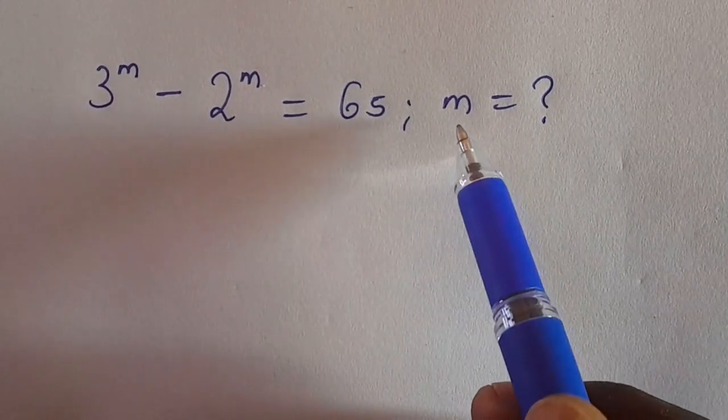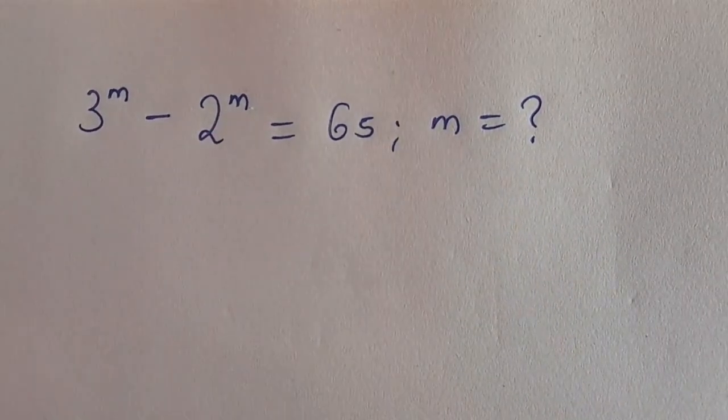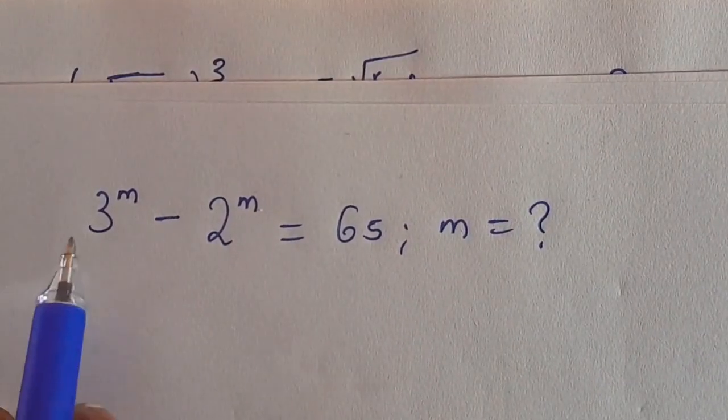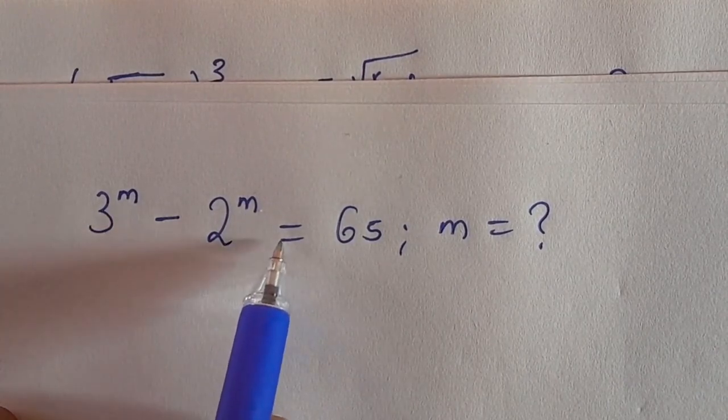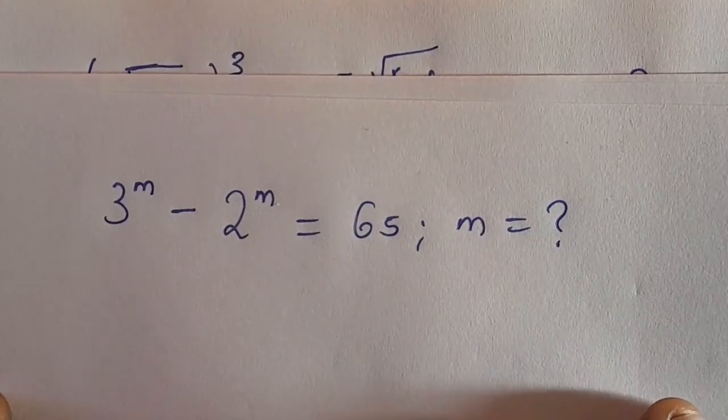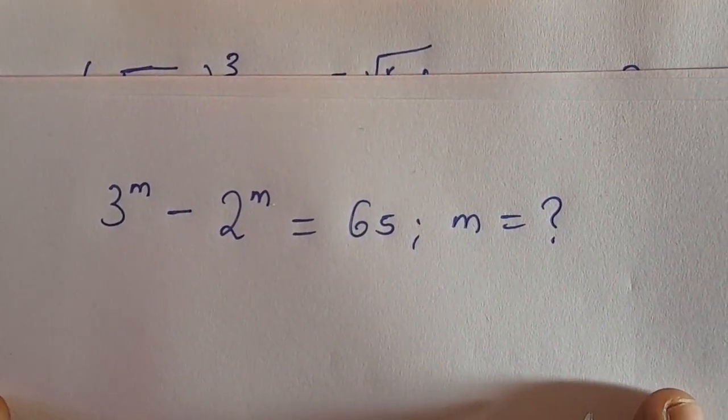Today we want to find the value of m, given that 3 to the power of m minus 2 to the power of m equals 65. So guys, let's have the solution.